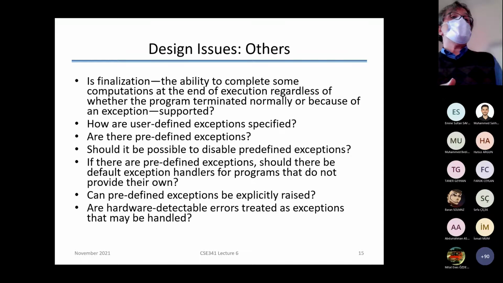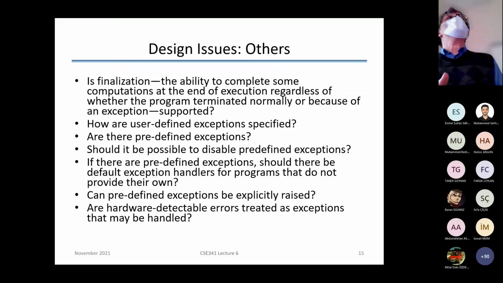And then the other question is, how are user-defined exceptions specified? Do you allow a user to, let's say, raise an exception? How does that happen? Are there predefined exceptions? The compiler or language defines some predefined exceptions, like division by 0. Should it be possible to disable predefined exceptions? This is also very critical. You know that, for example, what you do will never actually do a division by 0. So would it make sense to disable this?